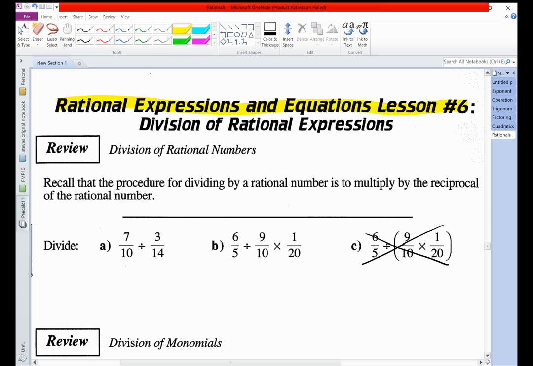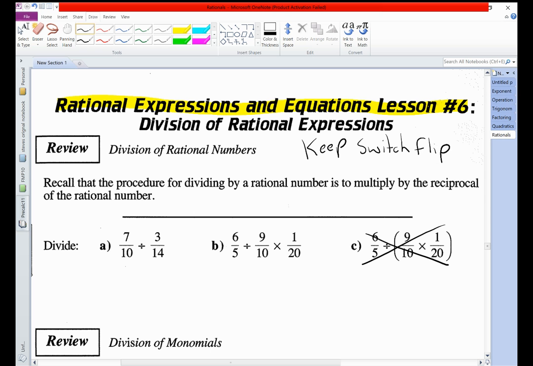So in Lesson 5 we looked at multiplication of rational expressions. Today we're looking at division of rational expressions. So I'm hoping that you remember dividing fractions. You used your keep, switch, flip. I don't know if you learned that in middle school, but I know they were teaching that for a while.